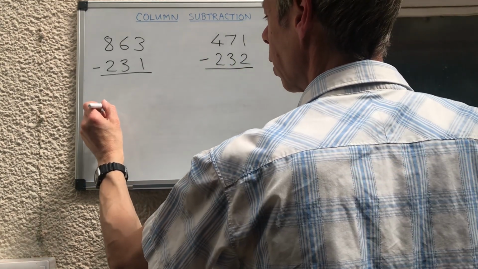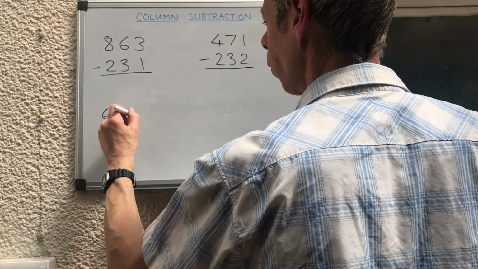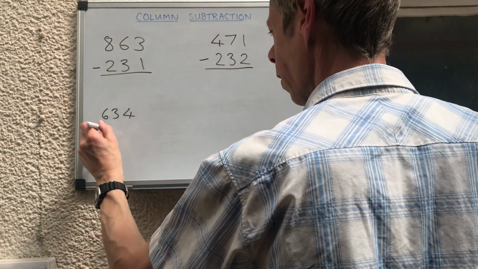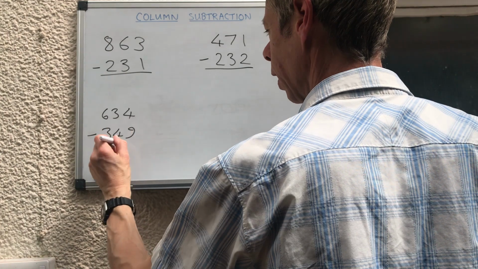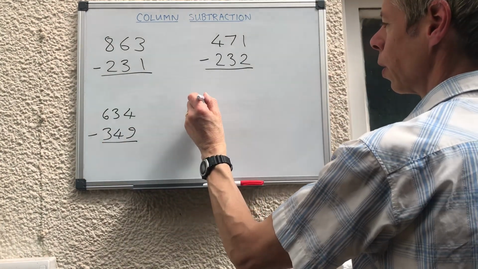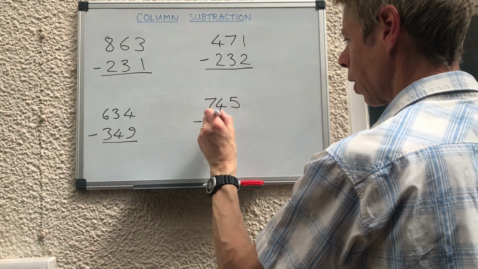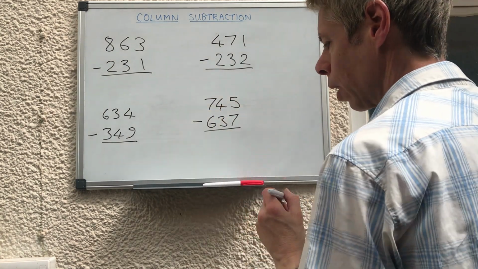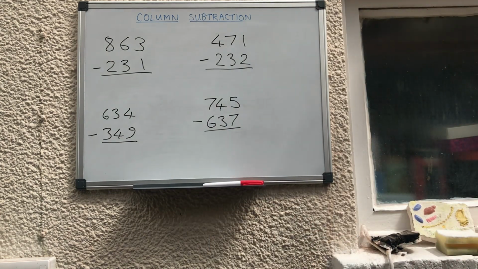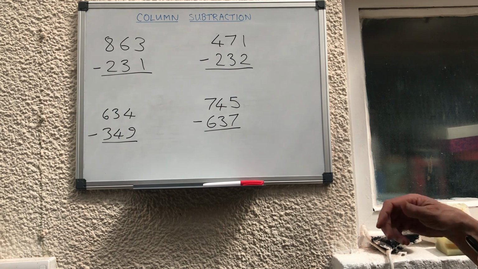Next question, 634 take away 349. Next question, 745 take away 637. Okay, I'm just going to give you a few seconds to start on those. If you don't finish before I start going through them, just pause the video so that you can then complete the sums and then see if you got them right.